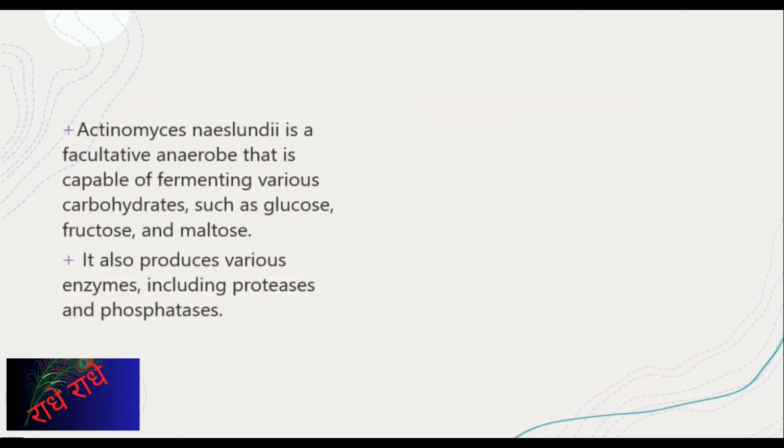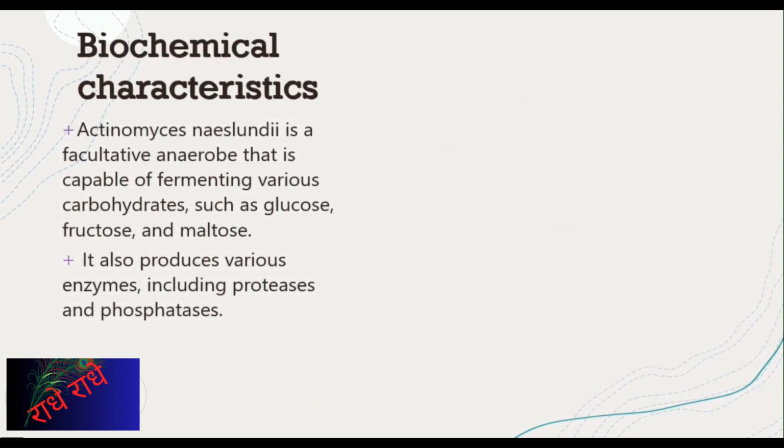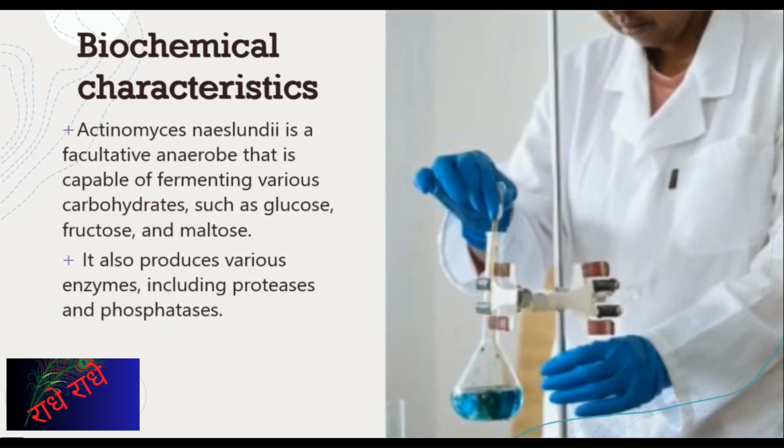A facultative anaerobe, Actinomyces naeslundii has a variety of biochemical characteristics. It is capable of fermenting carbohydrates like glucose, fructose, and maltose, as well as producing enzymes like proteases and phosphatases. This reflects the species' high versatility, making it a valued microorganism in biochemistry.